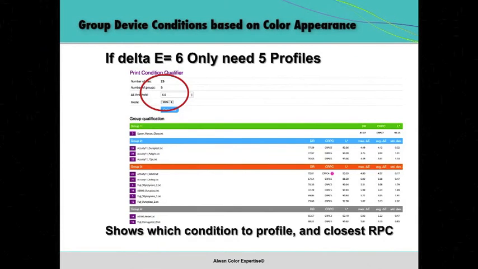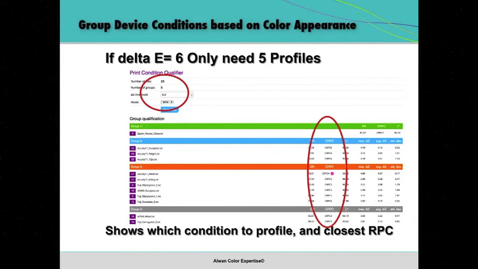If I loosen my tolerance to 6, now I get 5 groups. So instead of building 25 profiles or 13 profiles, I only have to build 5 profiles. And you know what else? Look over on the right. The top device listed in each group has the smallest standard deviation compared to the other devices in that group. That tells me that's the one I use to profile. And then it tells me which reference print condition best matches that device.